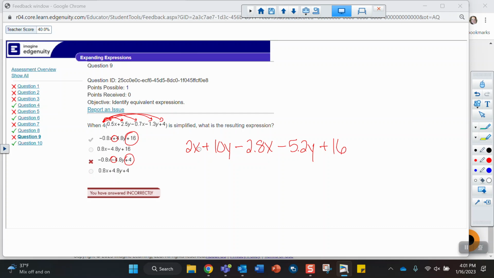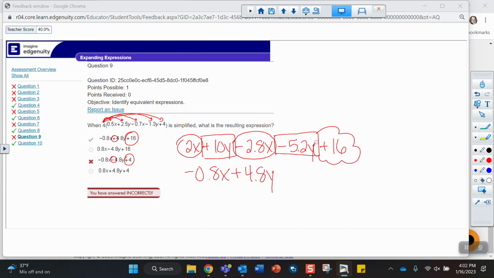So combining our like terms, if I have 2x and I subtract, again, notice I circle that subtraction sign. 2 minus 2.8 is -0.8x. And I have 10 minus 5.2. So whatever sign you get when you combine your like terms, that's how you know if it's addition or subtraction. If I have a positive 10 and I subtract 5.2, I have positive 4.8. So that's why it's a plus sign and not a minus sign. And then there's nothing to combine with the 16. That constant term is just by itself and it's got to come along with us.